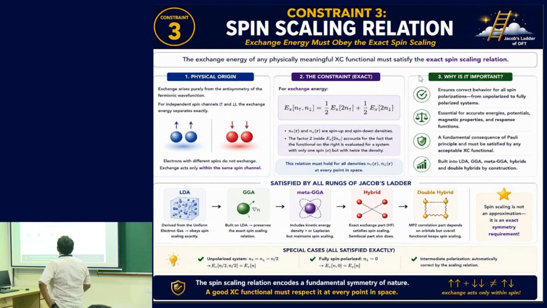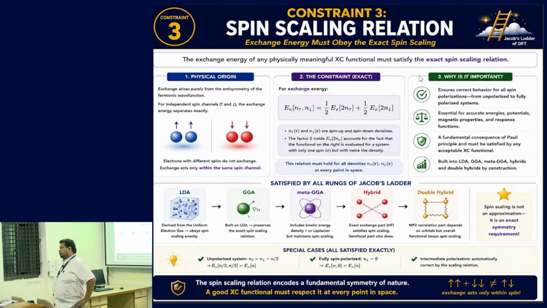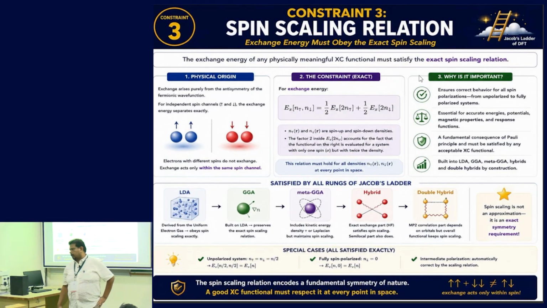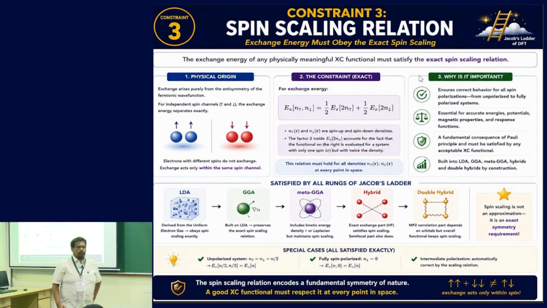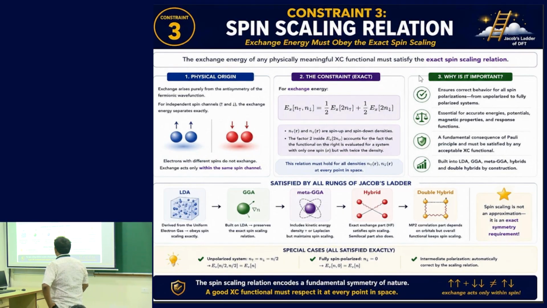Now why is it important? Because it ensures correct behavior from unpolarized to fully polarized. All systems are not closed-shell structures like carbon, but say lithium. That is where the spin scaling matters, with up spin and down spin, and up charge density and down charge density, and all these cases.